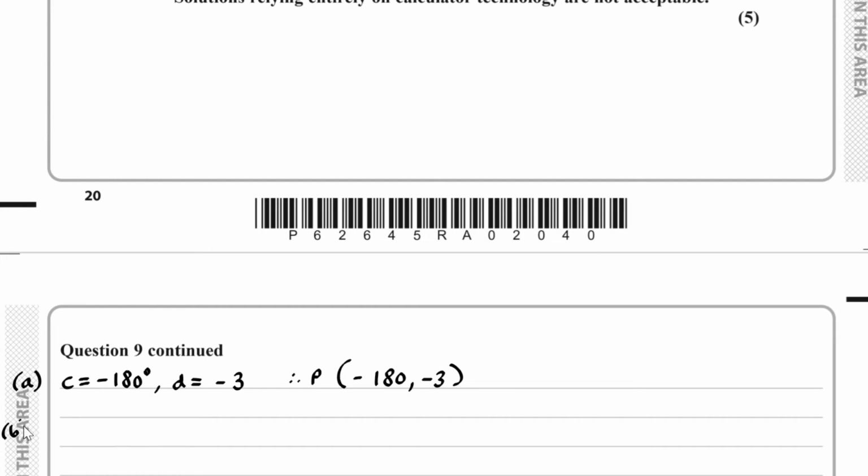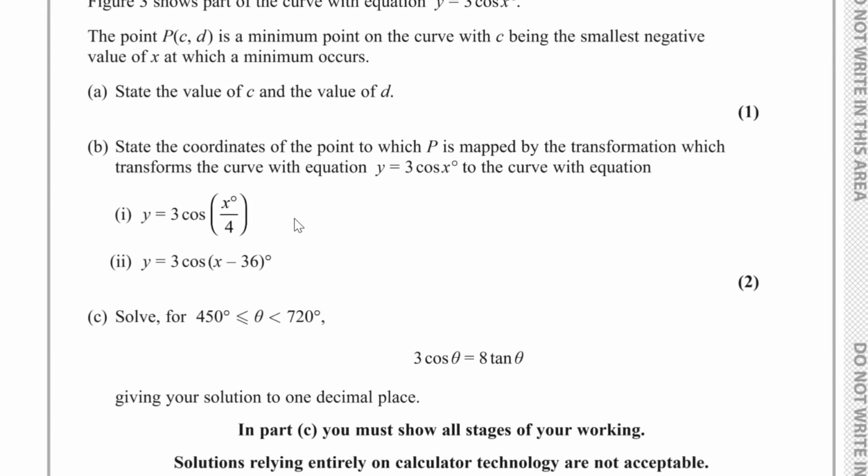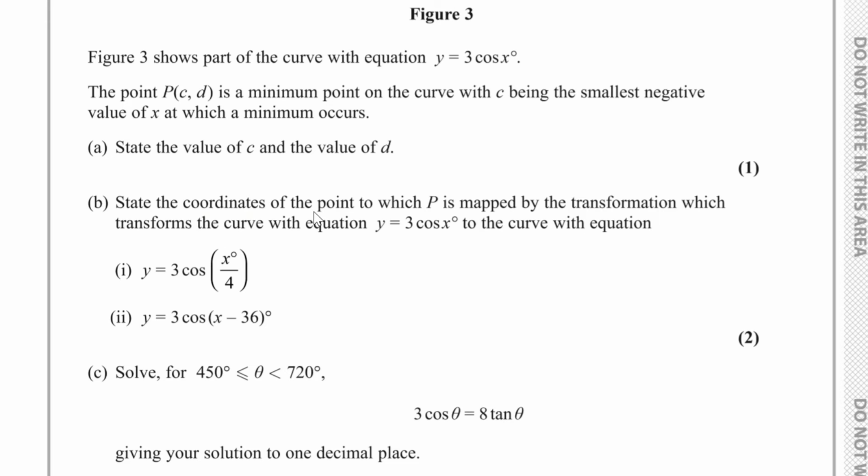Now for part B we have to state the coordinates of the point to which P is mapped by the transformation which transforms the curve with equation y equals 3 cos x to the curve with equation y equals 3 times the cosine of x over 4, and then y equals 3 times the cosine of (x minus 36). And what you should recognize here, the transformations are being applied in the x and y direction, so therefore the order does not matter.